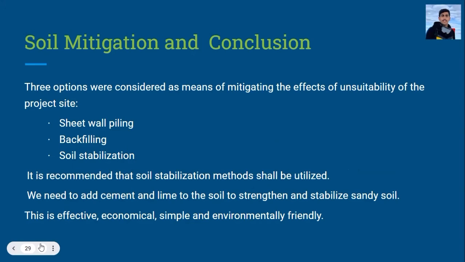So in conclusion, it is recommended that soil stabilization methods be utilized, and we need to add cement and lime to the soil to strengthen and stabilize the sandy soil. This is effective for multiple reasons. One of them is that it is economical, simple, and environmentally friendly.